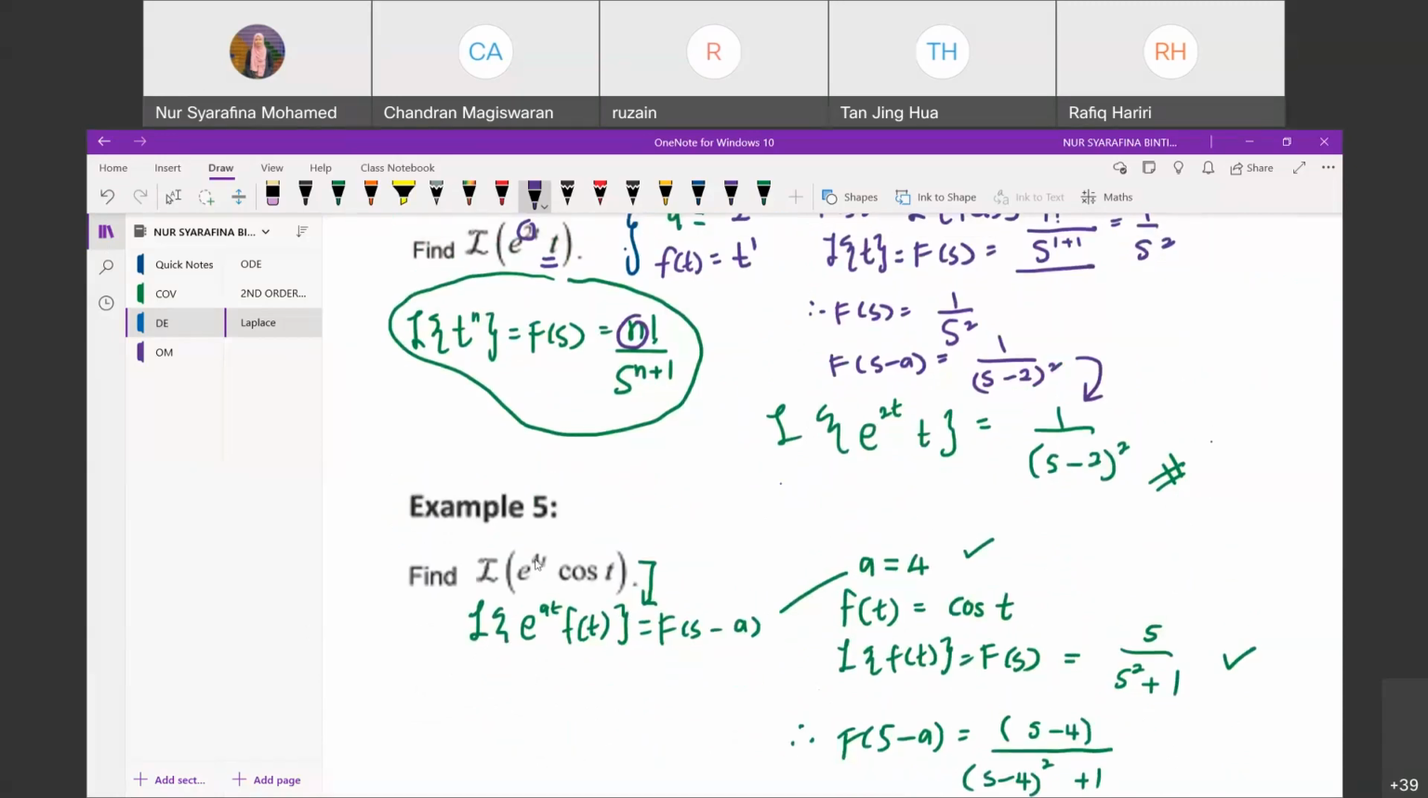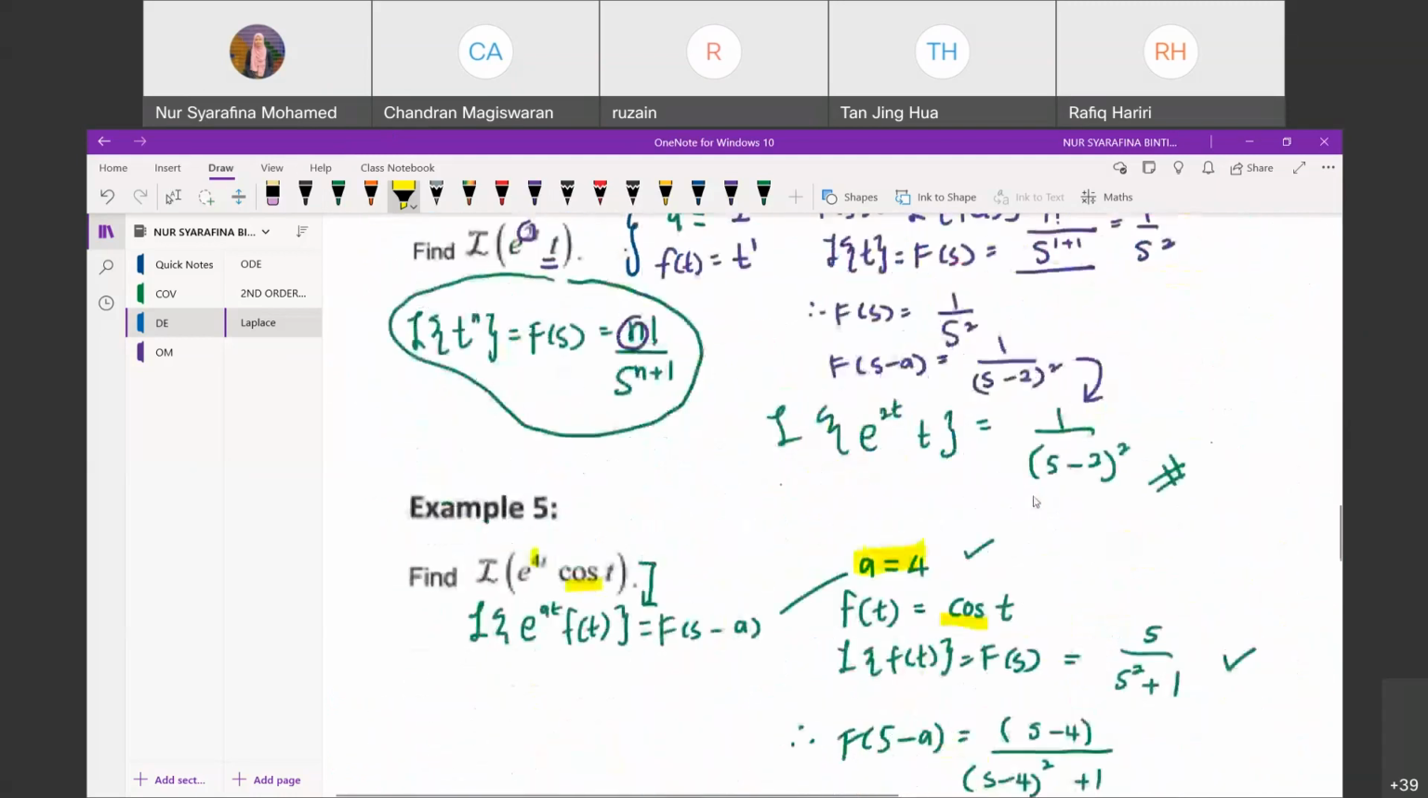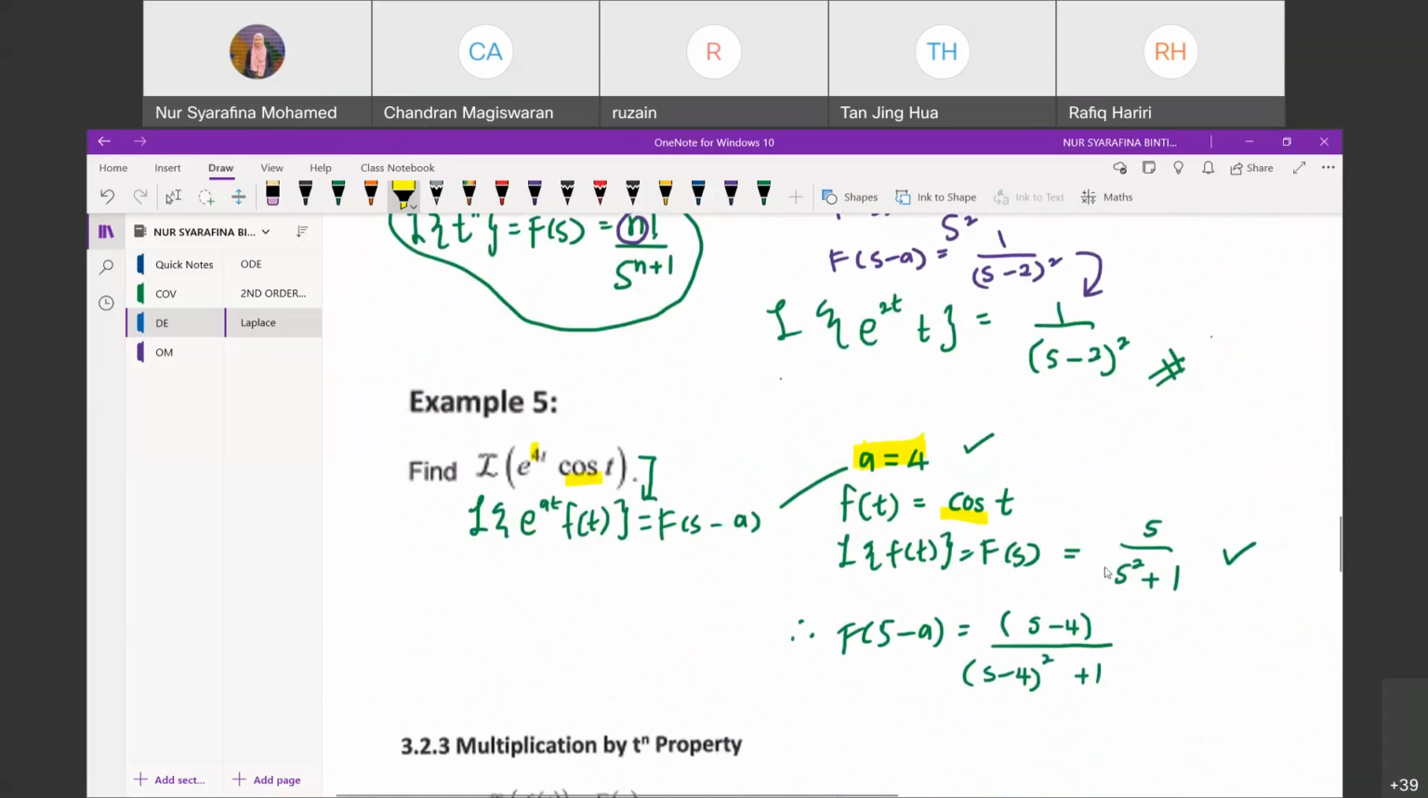Okay, let's see this one. From here, you know that your a is 4. This is your a. And your f(t) is cos t. So refer to the table. When your function is cos at, the transform is s over s squared plus a squared. Since it is cos t, a equals 1. So cos t becomes s over s squared plus 1. So this is F(s) from cos t.